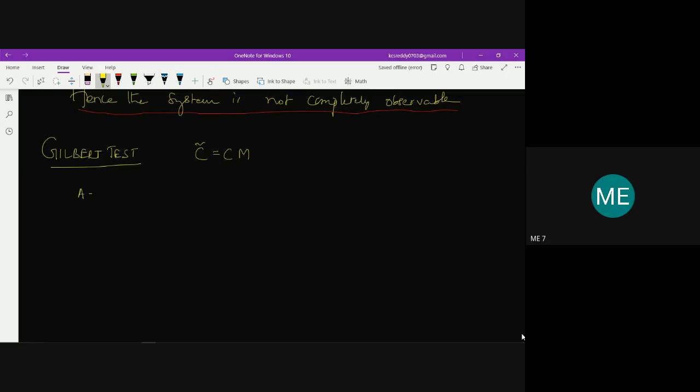We have given in the problem A is 0 1 0, then 0 0 1, then 0 minus 2 minus 3, then the B matrix as 0 0 1, then the C matrix as 3 4 1. So if you look at here, I need to find out the model matrix. The model matrix contains the eigenvalues, that is lambda 1, lambda 2, lambda 3, lambda 1 square, lambda 2 square, lambda 3 square.